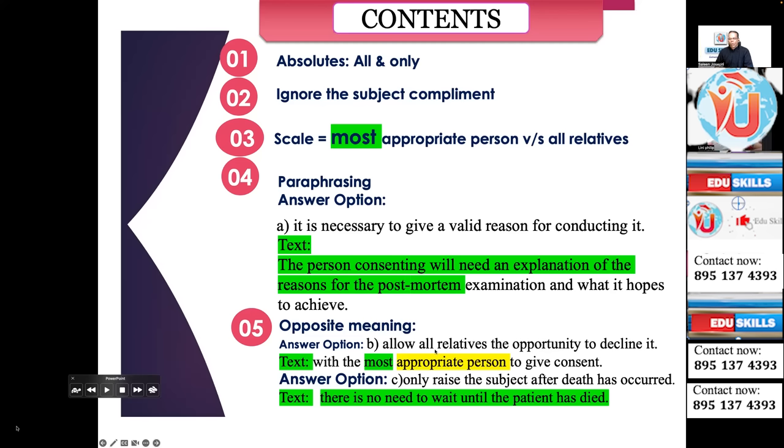Answer option B, allow all relatives the opportunity to decline it. Text says with the most appropriate person to give consent. Answer option C says only raise the subject after death has occurred, but text says there is no need to wait until the patient has died. Absolutes are there. Subject complements could be ignored. Scale is there. Paraphrasing is there. Then opposite meaning. Five strategies are there.